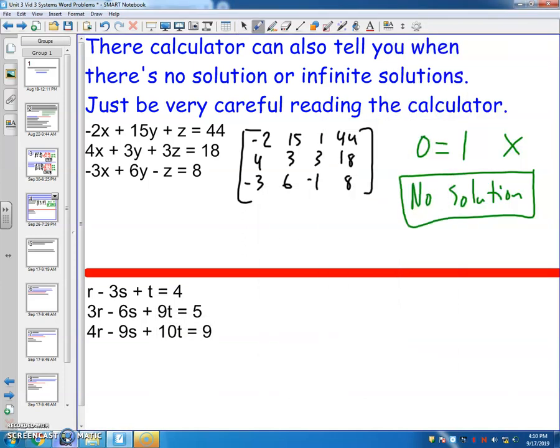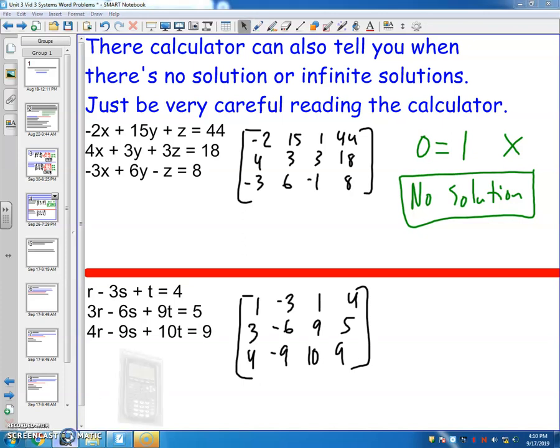So let me try this other one. So down here, my first, it goes R's and S's and T's. So 1R, negative 3S, 1T equals 4. 3R, negative 6S, 9T equals 5. 4, negative 9, 10, 9. Type this in my calculator and see what I get.